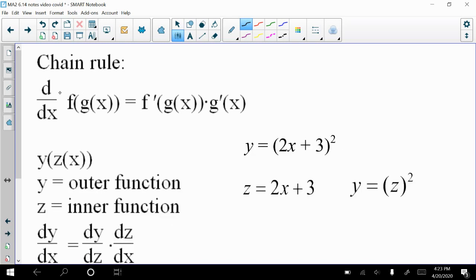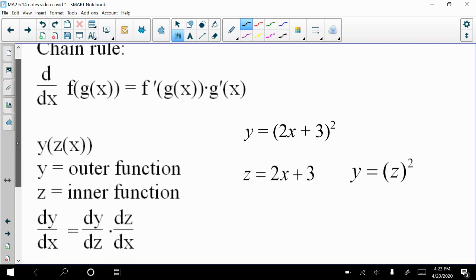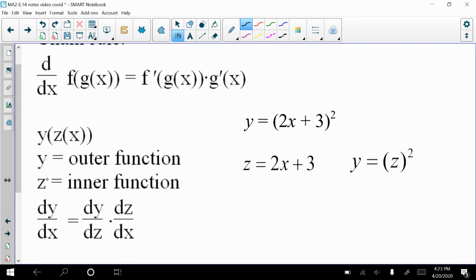So again, here's the chain rule. And what we're saying is we have an outside function. We'll call that y in this case. And we have an inner function. We'll call that z. So here's another kind of way to look at chain rule using the Leibniz notation. So we have dy dx, which would be finding the derivative of this y of z of x. We want to find that derivative. Well, we could think of it as the derivative of the outside function in terms of z, so derivative of y with respect to z, multiplied by, now just take the derivative of the z, the inside part, dz dx.